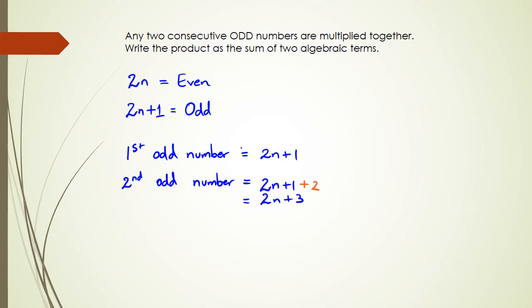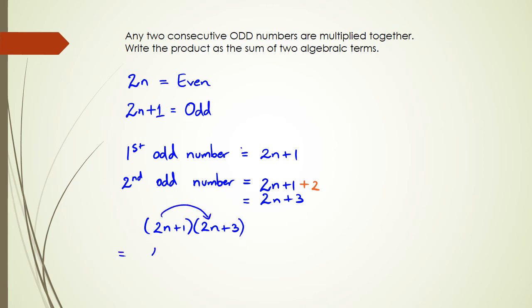Now, it can be a bit misleading when you see something like write the product as the sum of two algebraic terms. But really, you should just focus on the multiplied together. So we're multiplying these two odd numbers. My first odd number is 2n plus 1. My second odd number is 2n plus 3. And now it's just a matter of expanding.